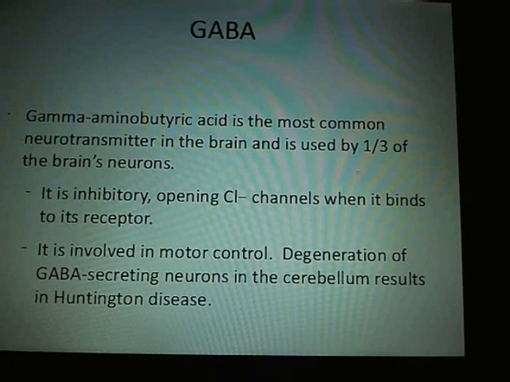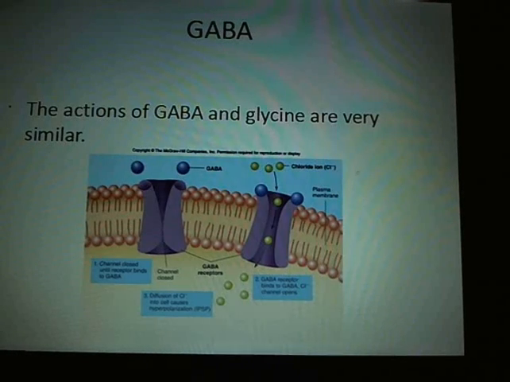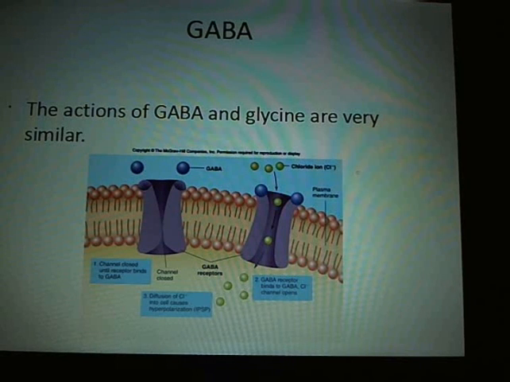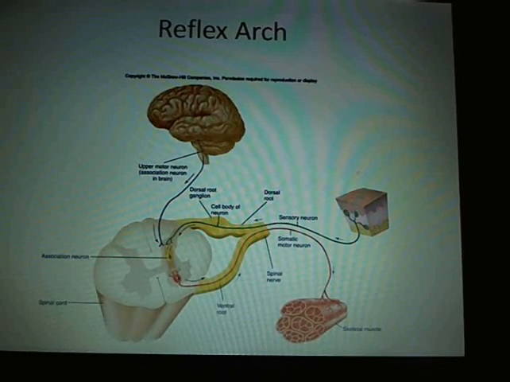You'll see it in Huntington's. With other ones, you'll see it in Parkinson's. And if you see somebody with this, you see that they have some sort of neurological damage or neurological problem. This is just one on GABA, reflex arc.